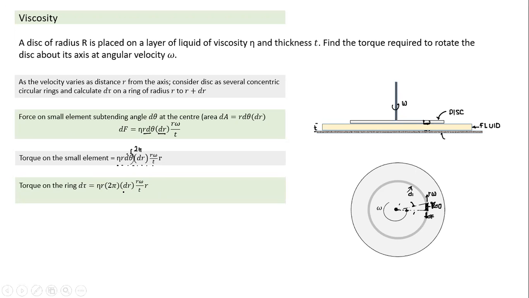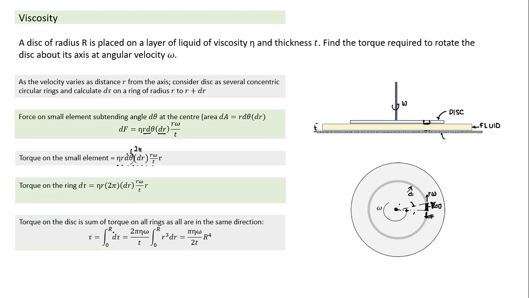And if I have to add the torque on all the rings, which are several concentric rings, here I'll integrate from 0 to capital R. So when I integrate, the torque on the disk is the sum of torque on all the rings, as all are in the same direction. I get the value of torque.